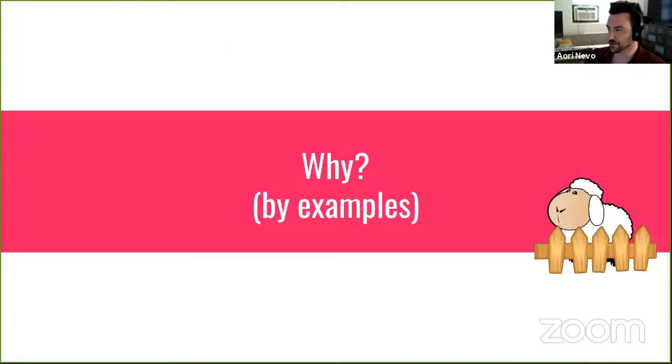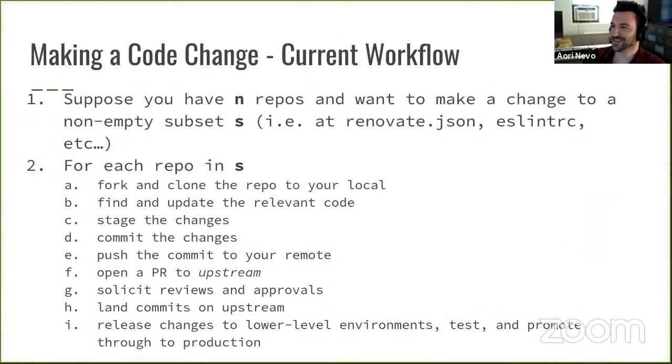So why would you want to do this, right? I want to do this by example, which suggests why. Also, that's the Shepherd mascot. Each sheep is a repo. So the first example is making a code change in the existing workflow. What does that look like? What is the existing way to make a code change?